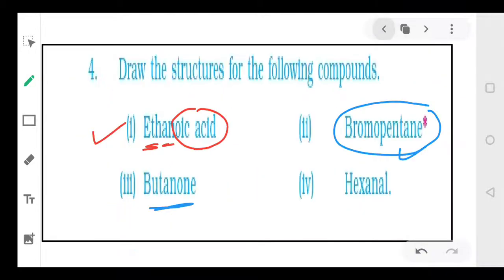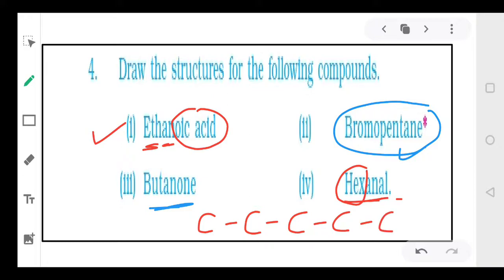Now last is hexanal. Look, understand the word. Hex means 6 carbon, an means single bond, al means aldehyde. So 6 carbon, 1 2 3 4 5 6, all single bond. Al means you will have a double bond at this carbon, added. Now the rest everybody will have hydrogen. So you add hydrogen everywhere. Right? So this will be the structure of hexanal.